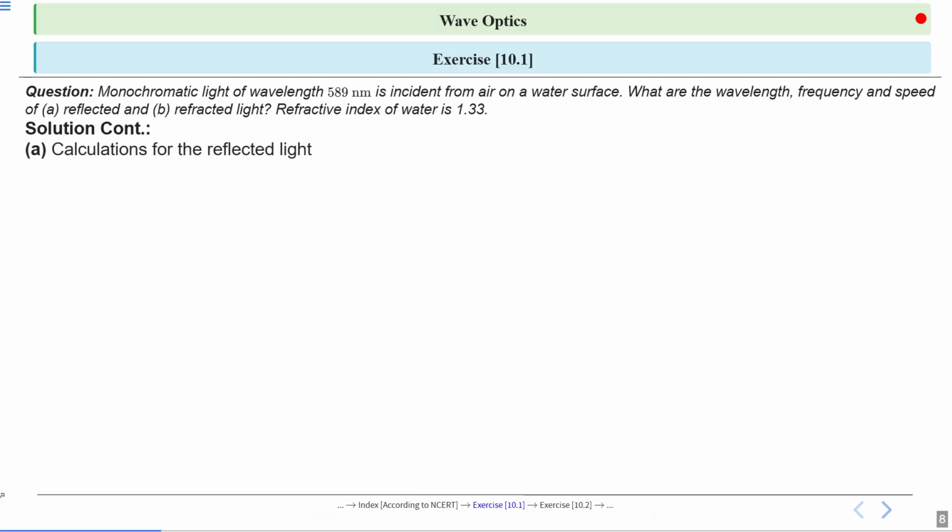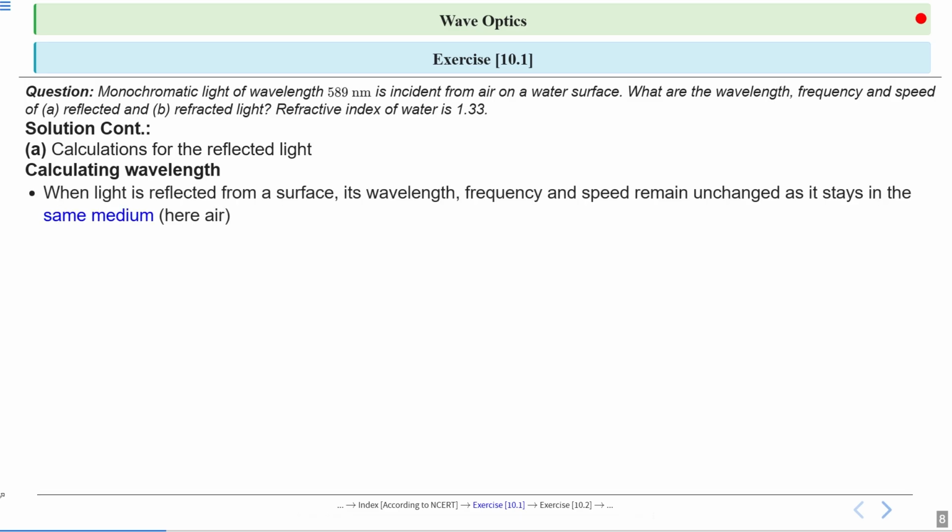So let's begin by examining the reflected light. When light reflects off a surface, it stays in the same medium. So let's focus on calculating the wavelength of the reflected light. Notice how wavelength, frequency and speed of light remain unchanged upon reflection. This is because the light is still traveling through air, the same medium it was in before hitting the surface. So it is in air, hits the surface of water, and is reflected back in the same medium.